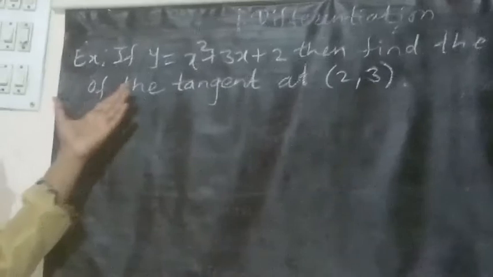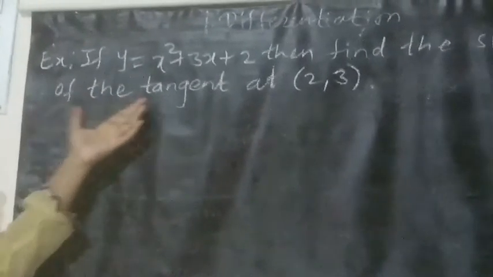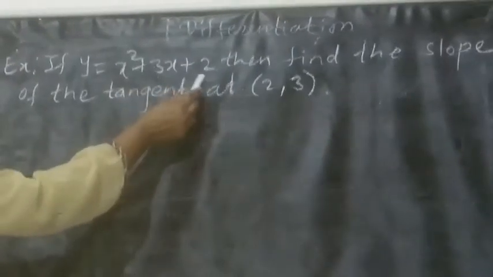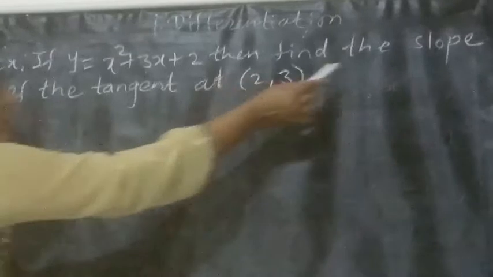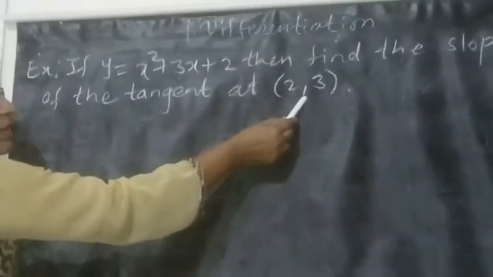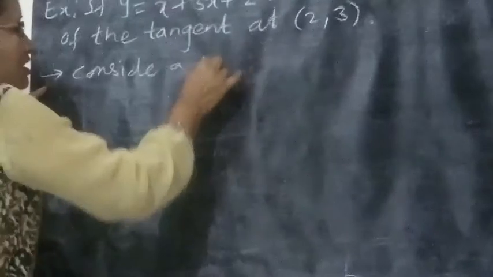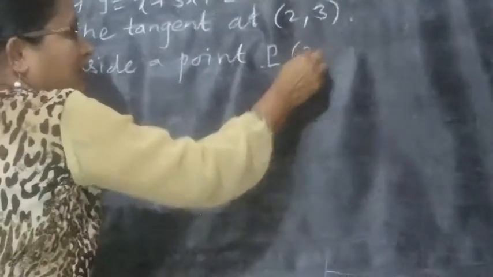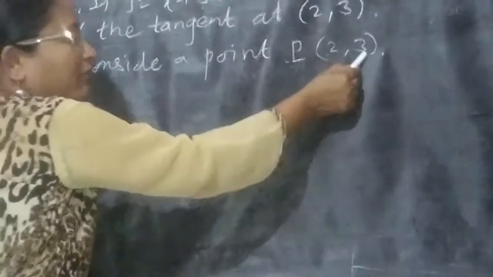Now let us see an example on the slope of the tangent or slope of the secant. If y is equal to x square plus 3x plus 2, then find the slope of the tangent at (2, 3). So here we consider a point P and its coordinates, that is 2 and 3. X coordinate 2 and y coordinate 3.